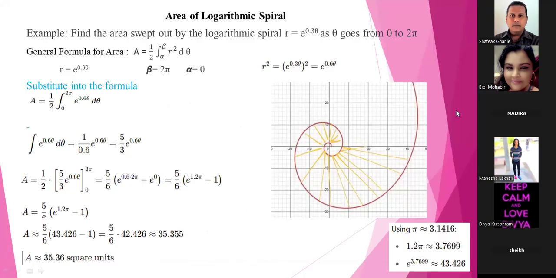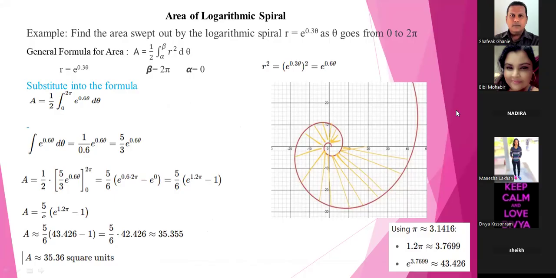I'll be looking at the area of the logarithmic spiral. So the example goes: find the area swept out by the logarithmic spiral r equals e to the power 0.3 theta as theta goes from 0 to 2 pi.